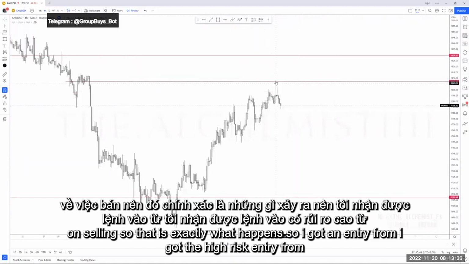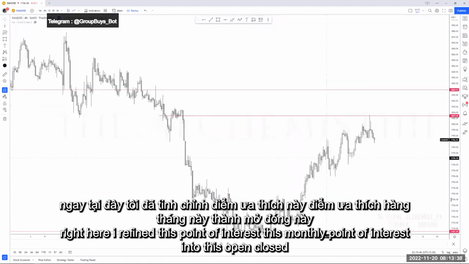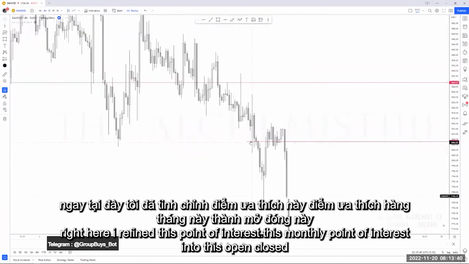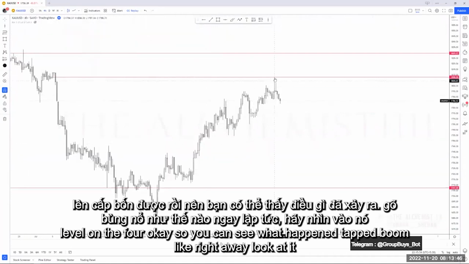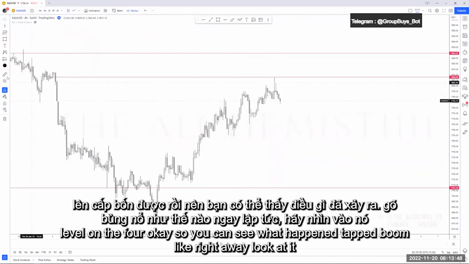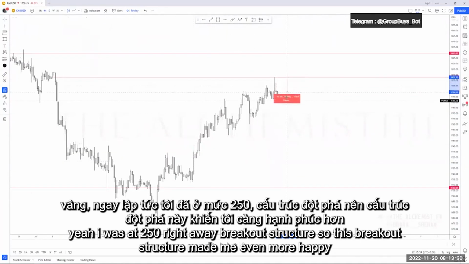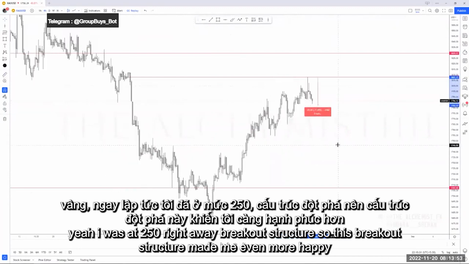So I got the high risk entry from right here. I refined this point of interest, this monthly point of interest, into this open close level on the 4 hour. Okay, so you can see what happened. Tapped, boom, like right away. Look at that. Yeah, we'll say 250 pips right away.